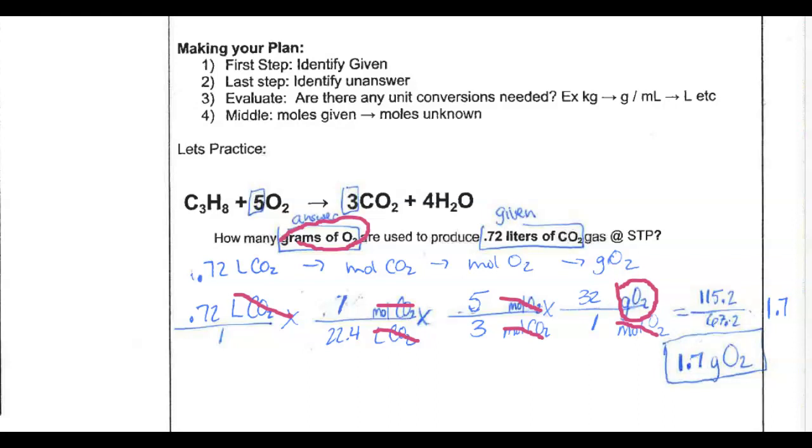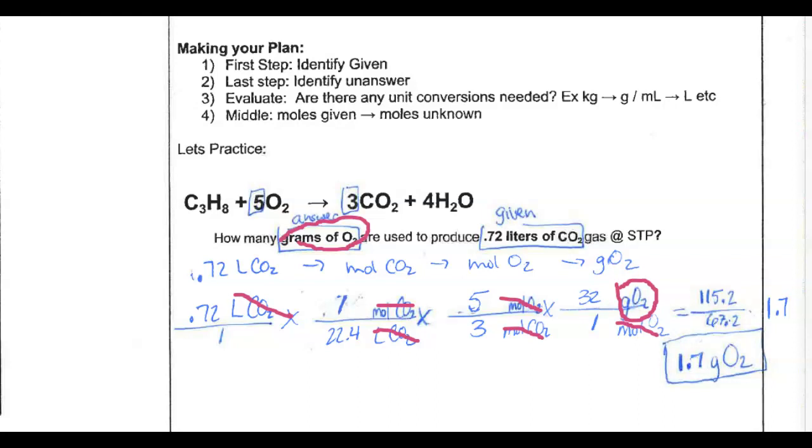All right, so let's look at what we have then. Now that we have our units, we have to figure out what our values are. 0.72 is given, that's always over 1. Moles over liters, it's always 1 mole is equal to 22.4 liters. Moles over moles, remember we get our mole over mole values from the coefficients in our balanced equation. So our coefficient for O2 is 5, so 5 oxygens. And our coefficient for CO2 is 3, so we put 3 in right there.